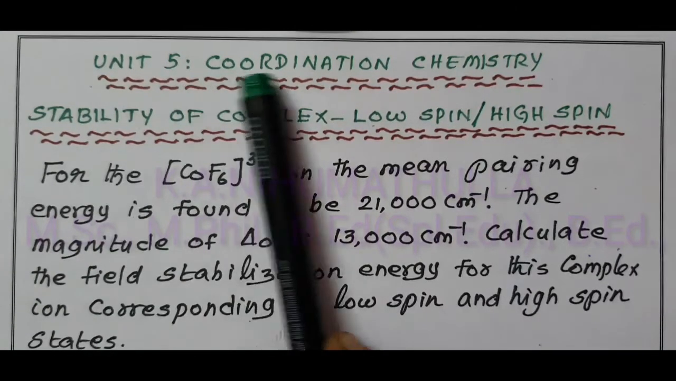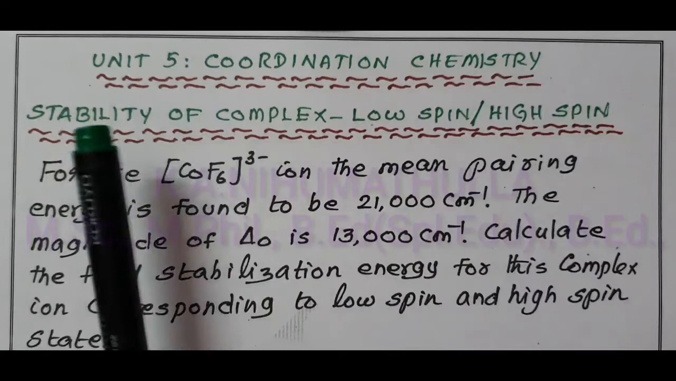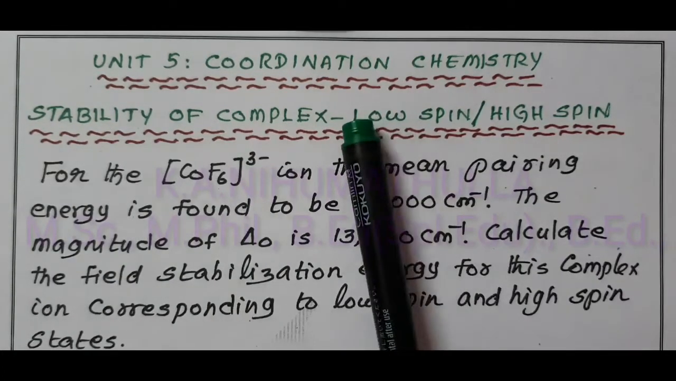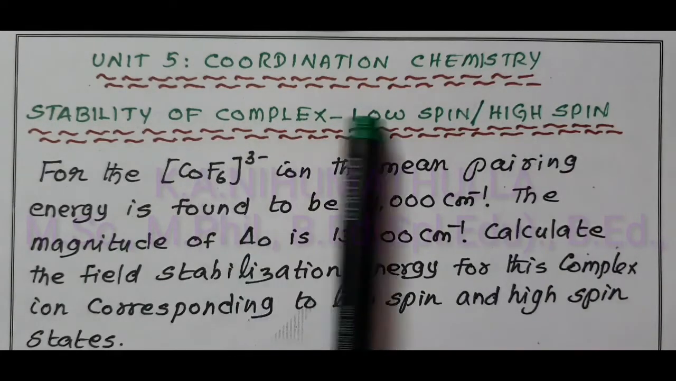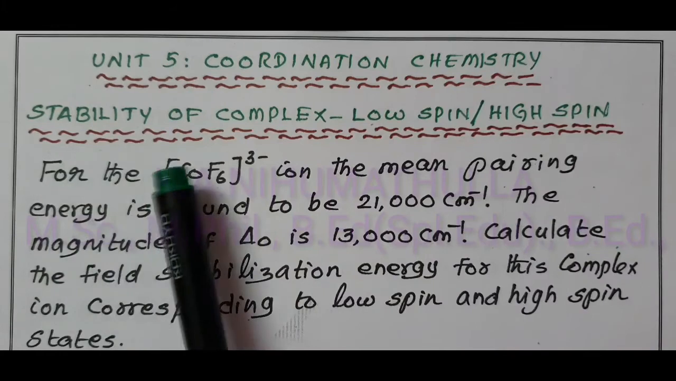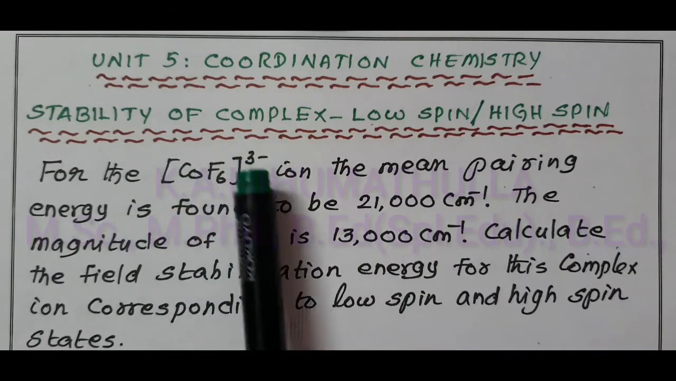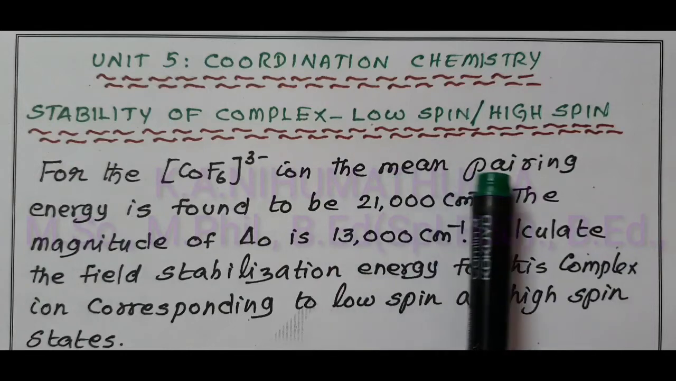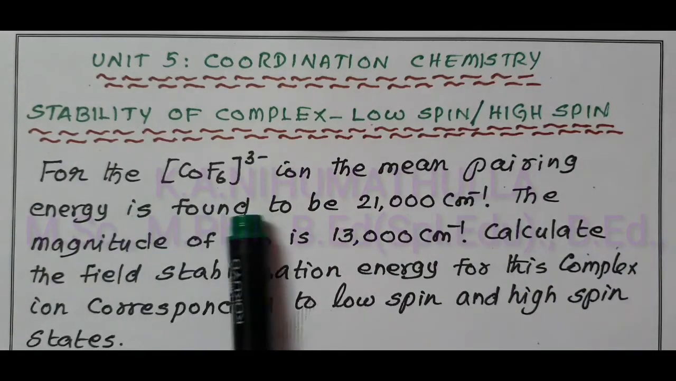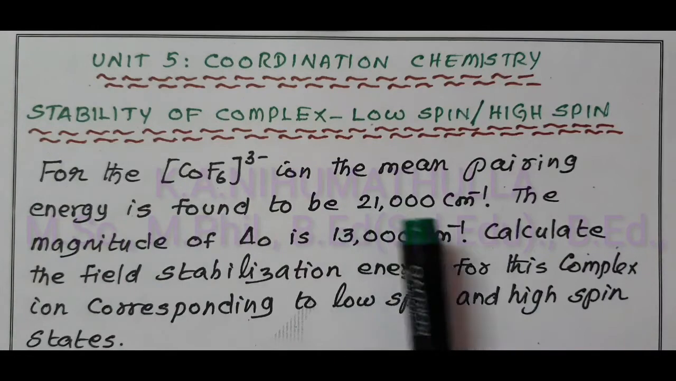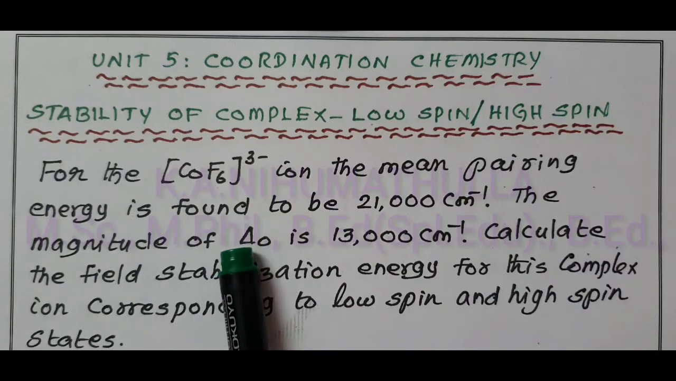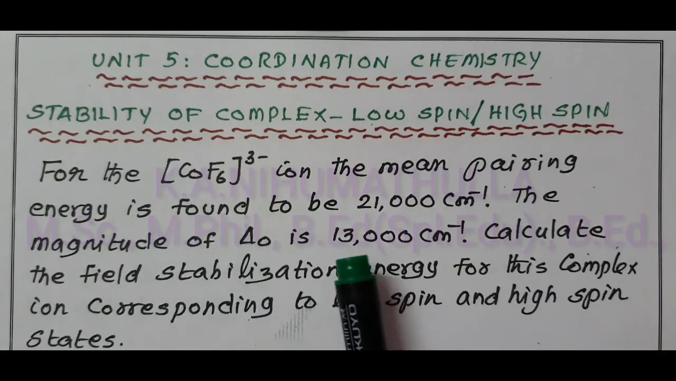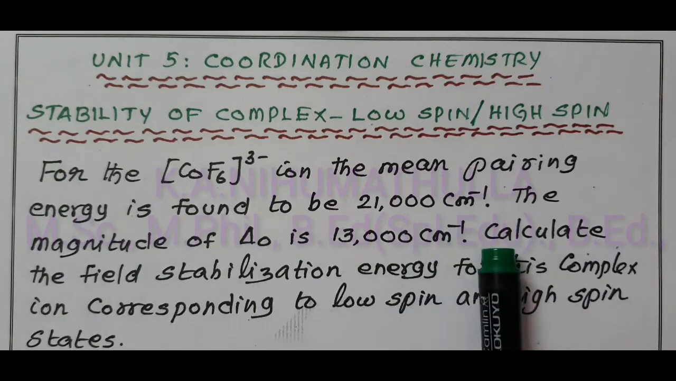Unit 5, Coordination Chemistry. Under this, we are going to discuss the stability of complexes, whether low spin or high spin, using crystal field theory. For the CoF6 3- ion, the mean pairing energy is found to be 21,000 cm^-1. The magnitude of the octahedral crystal field splitting energy is 13,000 cm^-1.